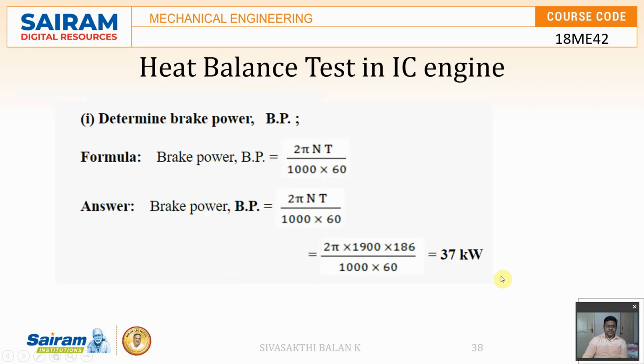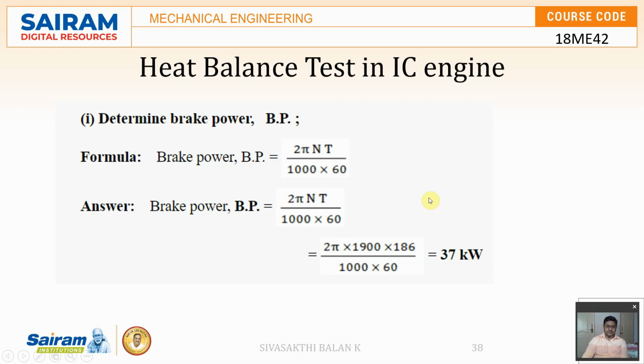And they ask us to find first the brake power, and we know that the expression of brake power is 2 pi NT divided by 1000 into 60. The values of N, the speed of the engine, and T, the torque of the engine, are both given in the problem. Replace those two values with the given data, and you will get 37 kilowatt as the brake power.